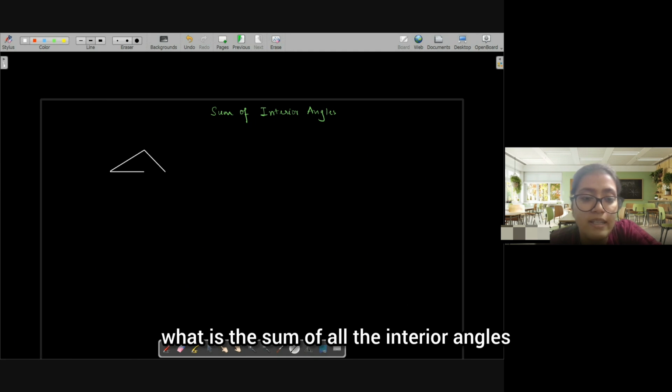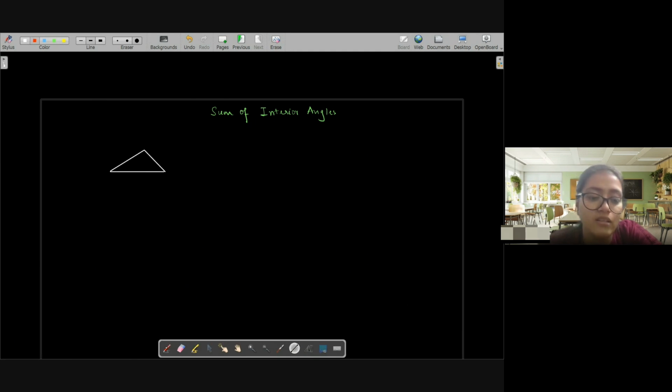Sum of the interior angles of a polygon. Okay, so you already know what is the sum of all the interior angles of a triangle. 180. Exactly. And that's why that logic works.